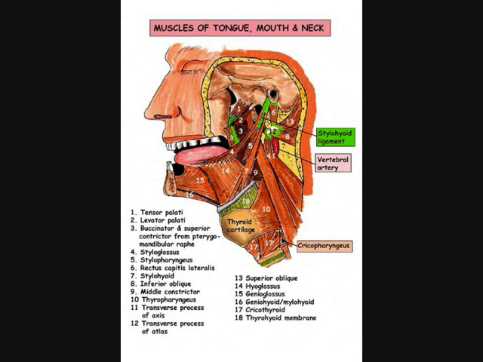Then there is styloglossus from the styloid process coming forwards into the posterior aspect of the tongue and interdigitating with the other muscles. This muscle will pull the tongue backwards and help with the transmission of the bolus of food from the front to the back of the mouth.